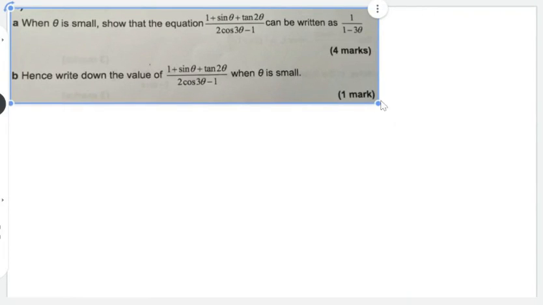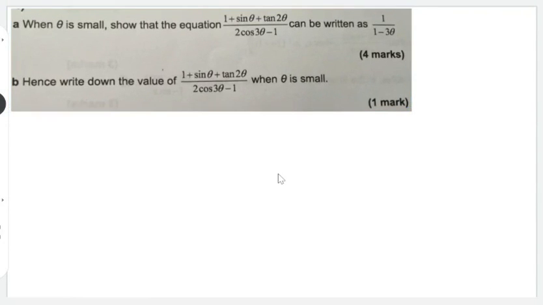When theta is small, show that the expression (1 plus sine theta plus tan 2 theta) all over (2 cos 3 theta minus 1) can be written as 1 over 1 minus 3 theta.